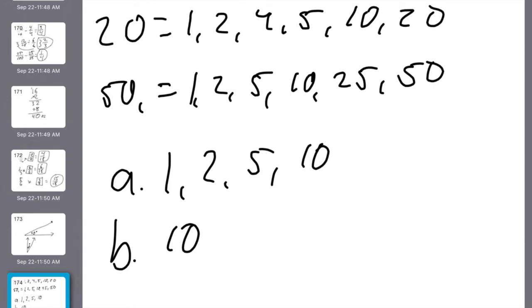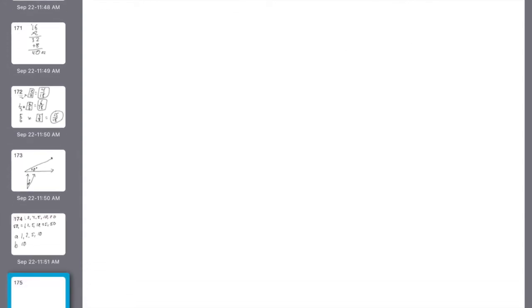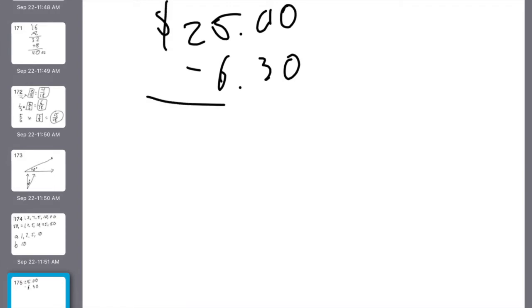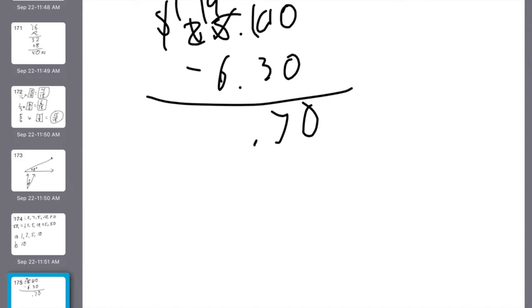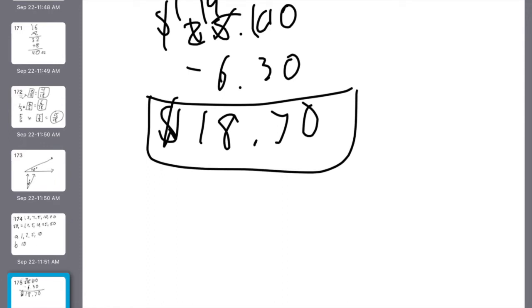Jumping to number 15. Missing something in addition, so I subtract. I have $25. I have to subtract $6.30 from it. 0, cross out. 10, 7, decimal point. 14 with the borrow. 8, 18, $18.70. Flipping my answer key over.